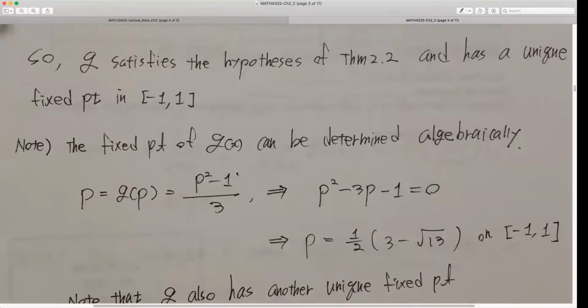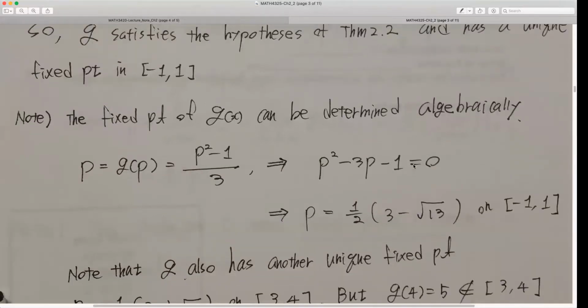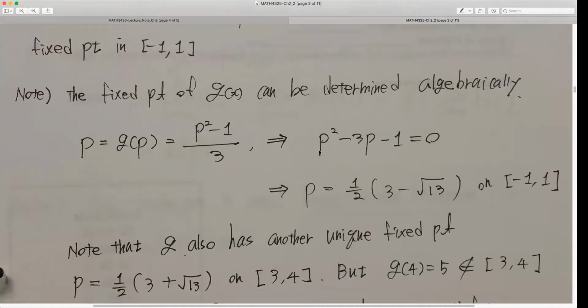Now, the fixed point of g of x can be determined algebraically. So let's find the fixed point. p equals g of p, we solve it. But g of p is p squared minus 1 over 3. So we're going to solve the algebraic equation p equals (p squared minus 1) over 3, which is p squared minus 3p minus 1 equals 0, because we just multiply by 3 on both sides and get 0 on the right hand side. This is a quadratic equation, we can solve it, right?